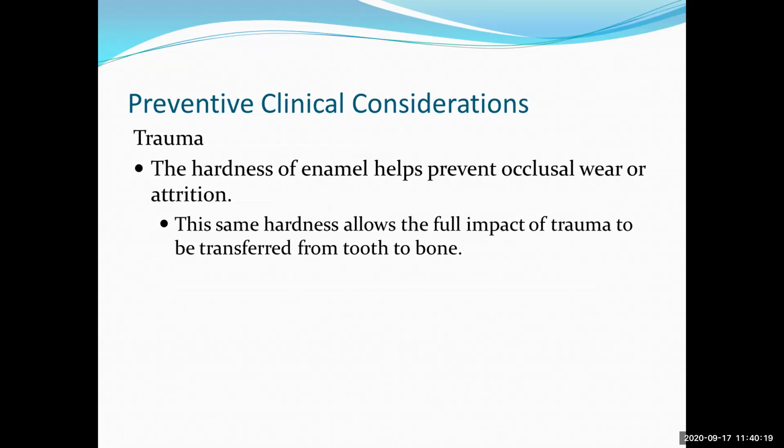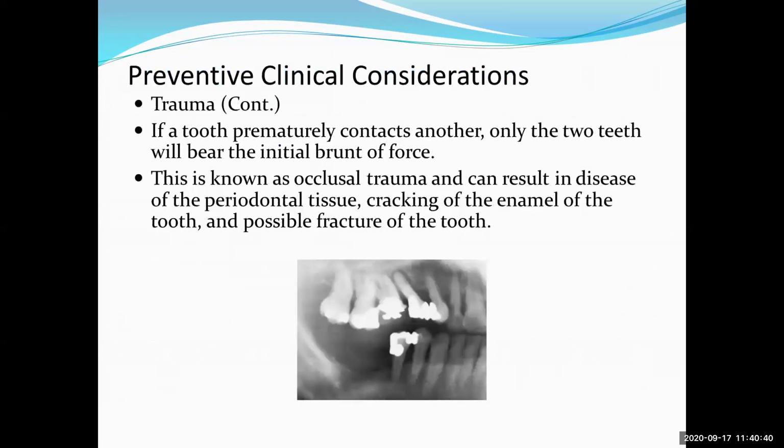But the hardness of the enamel really helps prevent occlusal wear or attrition. Tooth to tooth wear is called attrition. That same hardness allows for the full impact of trauma to be transferred from the tooth to the bone. Our bite is very hard and it is very forceful.